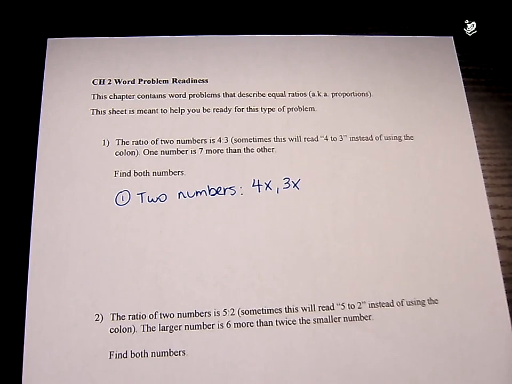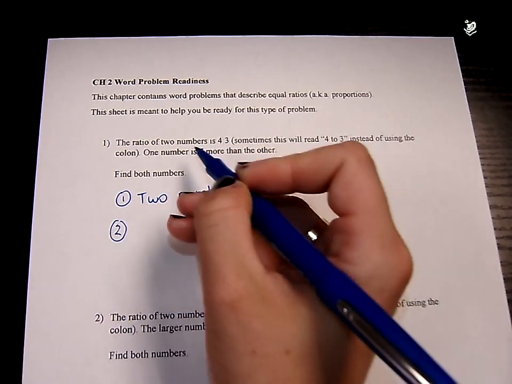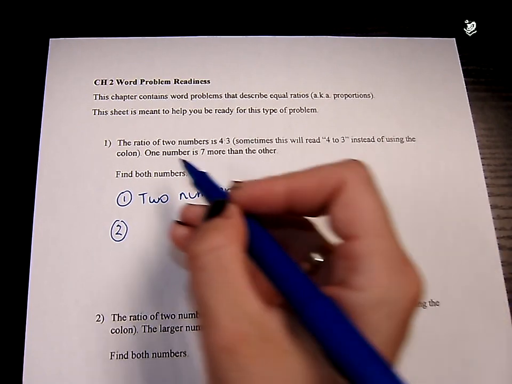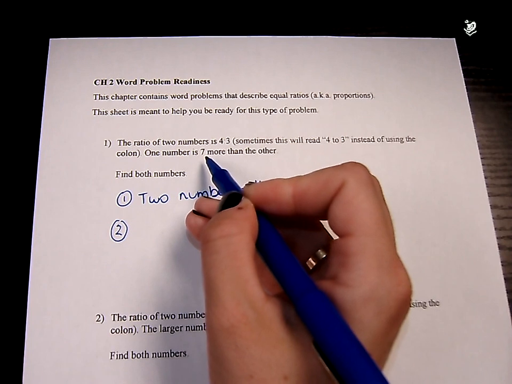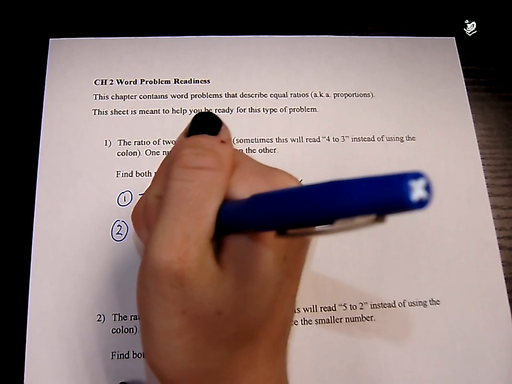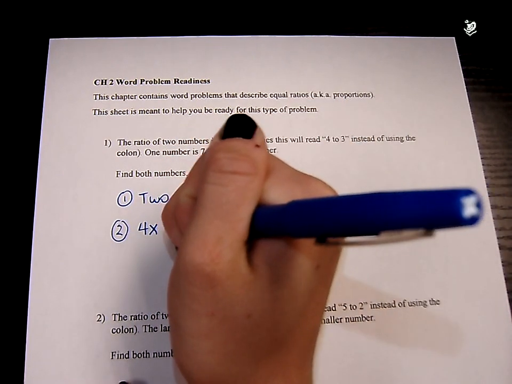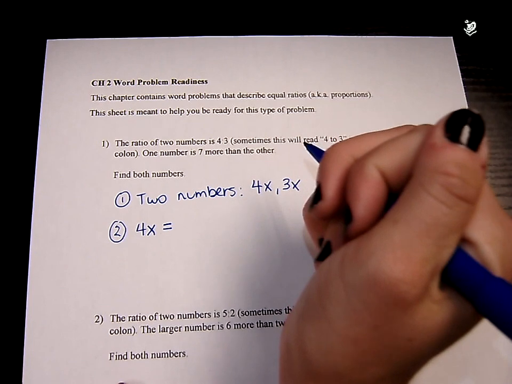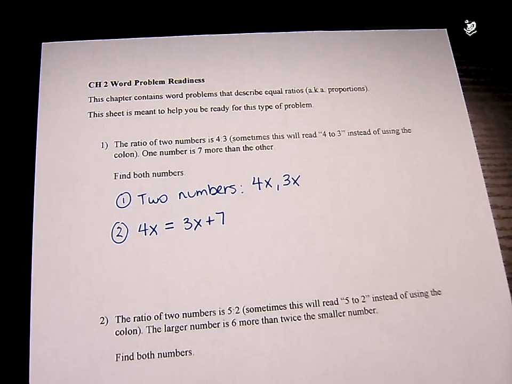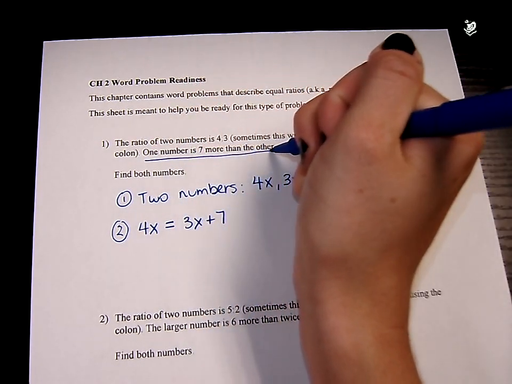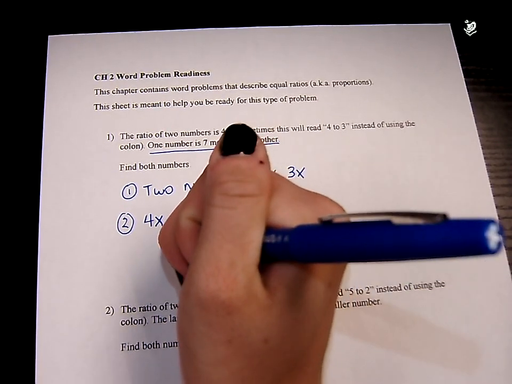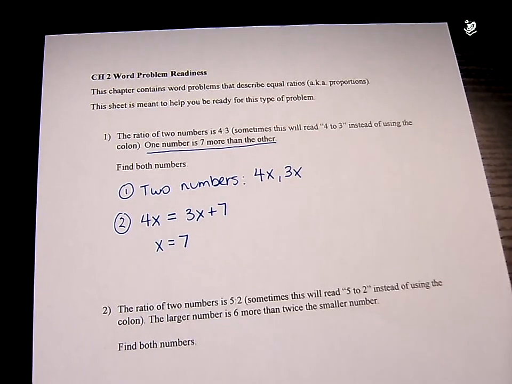Now I'm going to set up an equation. One number is 7 more than the other. Well, the 4x must be the one number, because if it's 7 more, it has to be bigger, and 4x is going to be bigger than my 3x. So I'm going to say 4x is always equal to 7 more than the other. So the other is 3x plus 7. That's 7 more, so that's going to be my equation. That is this statement right here. Now it's just solving. So subtract 3x from both sides, and you get x equals 7.